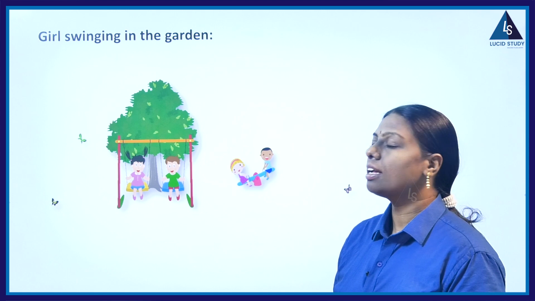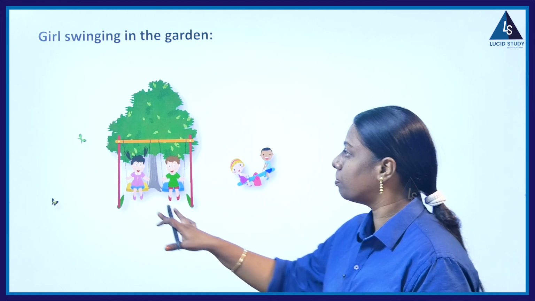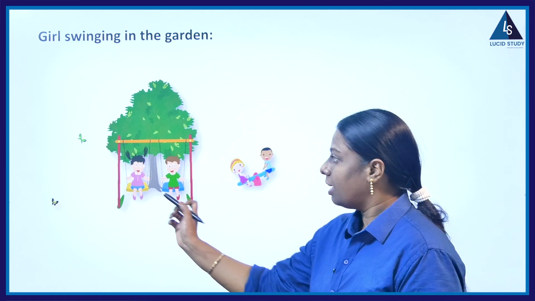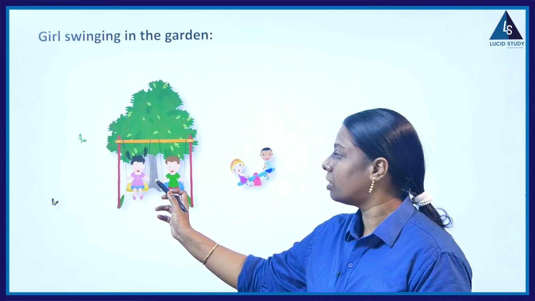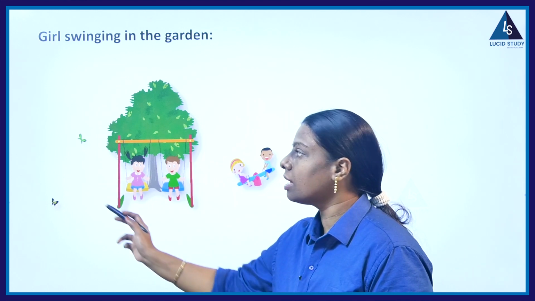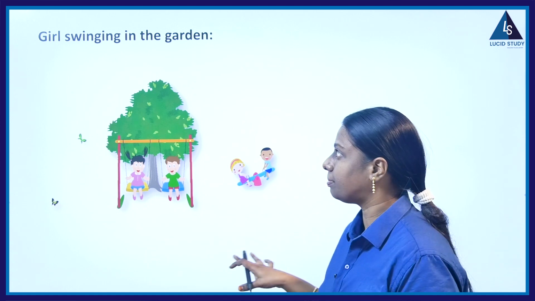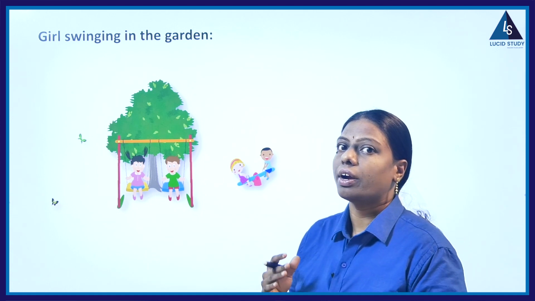One more example: children swinging in the garden. When a girl and a boy are swinging in the garden, how do they appear? For the surroundings, for the garden surroundings, they appear to be in motion. But for the seat of the swing, they appear to be at rest. How do they appear to the seat? They appear at rest. To the trees in the surrounding garden, they are in motion. So understood, children? So rest and motion are relative to each other.